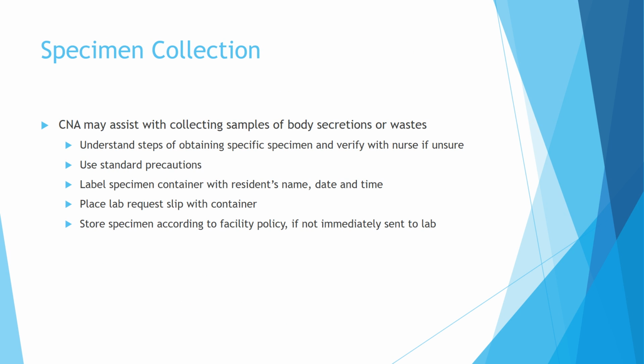Specimen collection. You may assist with collecting specimens of body secretions or waste. Understand the steps of obtaining a specific specimen and verify with the nurse if you're unsure. Use standard precautions. Label the specimen container with the resident's name, date, and time. Place the lab request slip with the container, and store the specimen according to facility policy if you cannot immediately send it to the lab.